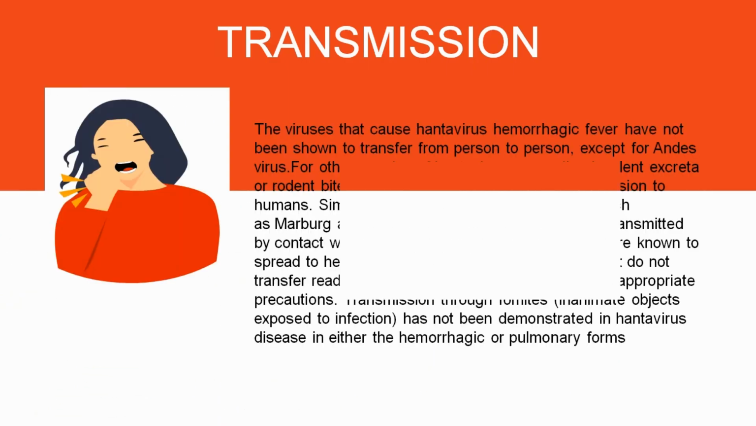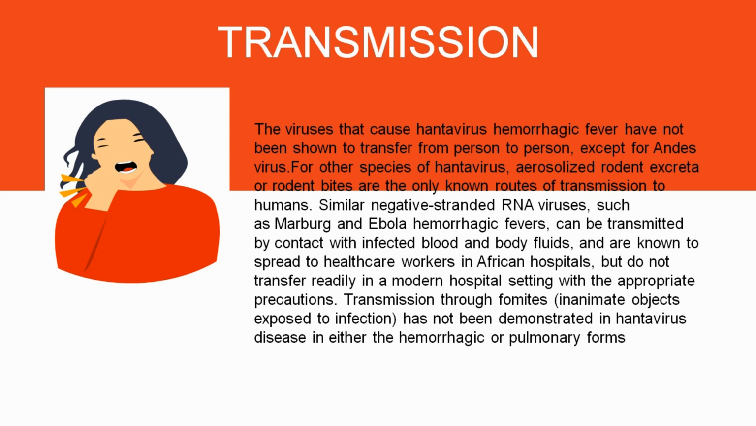Transmission. The viruses that cause hantavirus hemorrhagic fever have not been shown to transfer from person to person, except for Andes virus. For other species of hantavirus, aerosolized rodent excreta or rodent bites are the only known routes of transmission to humans. Similar negative-stranded RNA viruses, such as Marburg and Ebola hemorrhagic fevers, can be transmitted by contact with infected blood and body fluids, and are known to spread to healthcare workers in African hospitals, but do not transfer readily in a modern hospital setting with the appropriate precautions.